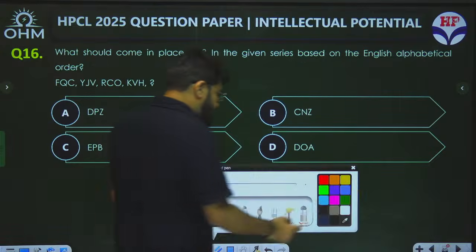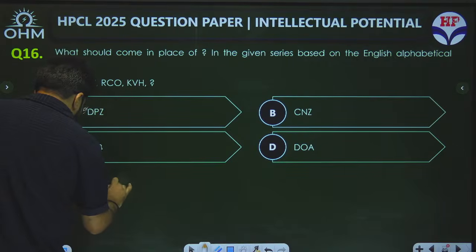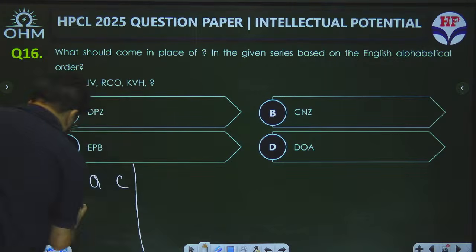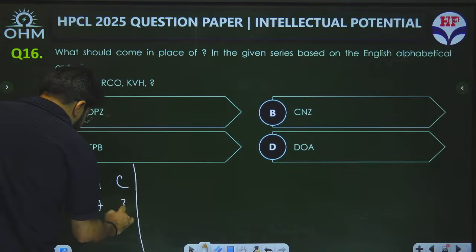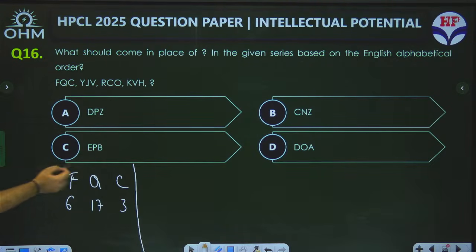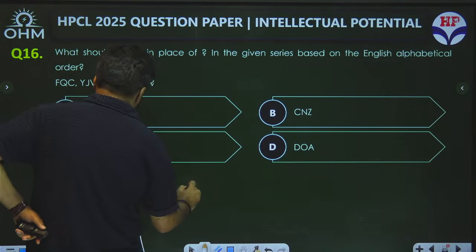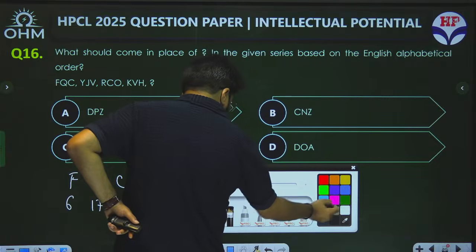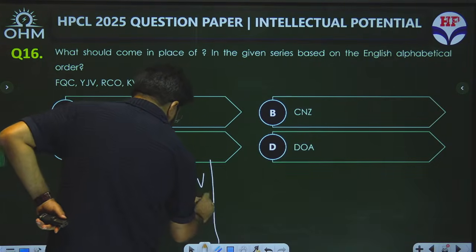Let's again try to decode this. F, Q, C. I'll first write down the positions. F is how much? 5th. Oh, sorry, F is 6th. O, P, Q. Q is 17. C is 3rd. To pick up the logic, let's write down one more at least. Y, J, V. The position of YJV: Y is 25, J is 10, and T, U, V, V is 22.